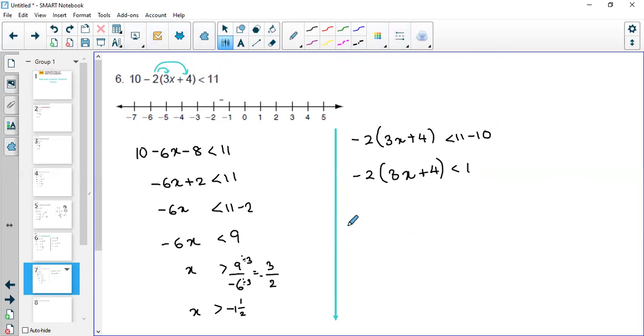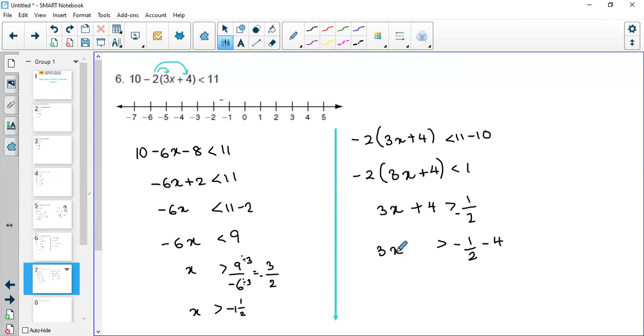Now what's the next step I'm going to do? The next step is to remove this negative 2 from here. To remove the negative 2, I need to divide, because it's been multiplied. So 3x plus 4 is going to be greater than 1 divided by negative 2. It's already in the simplified form, so I do not need to do anything. The next step is 3x is greater than negative 1 and a half minus 4.